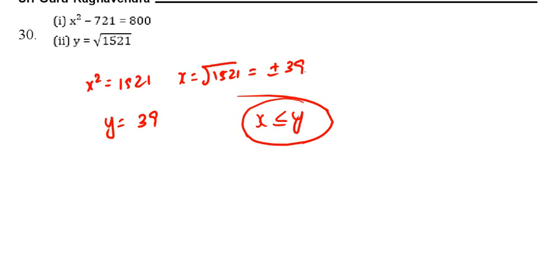X is equal to cube root of 19683. How to find the cube root? If the number is ending with 3, our answer should end with 7 because 7 into 7 is 49, 49 into 7 is 343. If it is ending with 2, the answer should end with 8 because 8 into 8 is 64, 64 into 8 is 512. So here the number is ending with 3, our answer should end with 7.